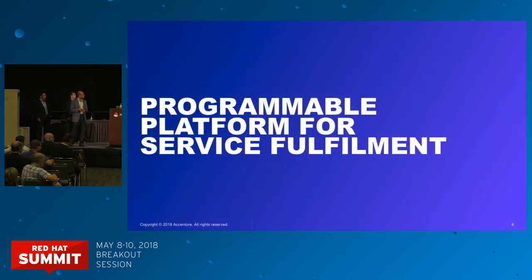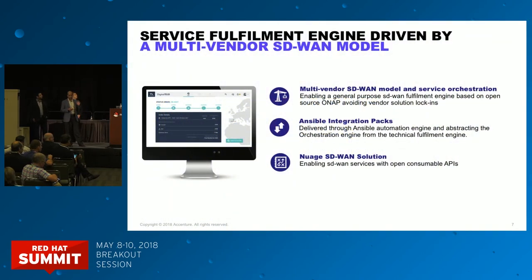So with that, let me get into the details of the platform. It essentially consists of three layers. At the highest layer is a canonical or general SD-WAN service model and orchestration. So as I said before, the what: what are you trying to do? I'm trying to create a VPN service, I'm trying to create a firewall service, WAN optimizer. All of that provided with an open source project called Open Network Automation Platform.